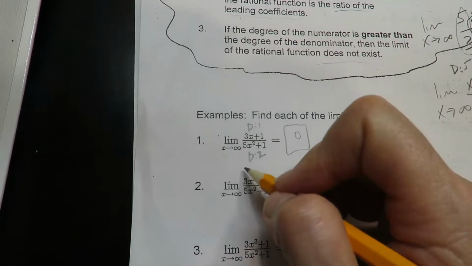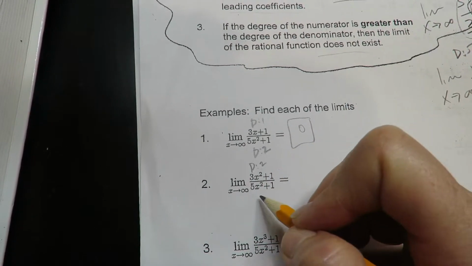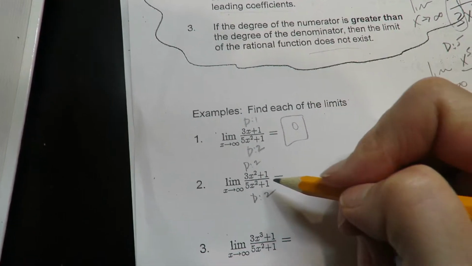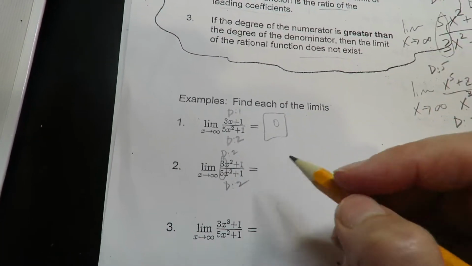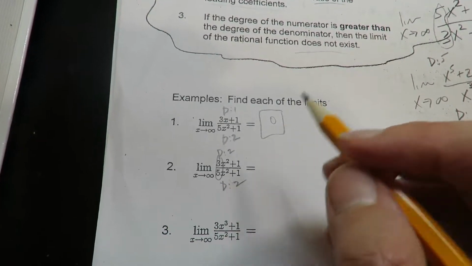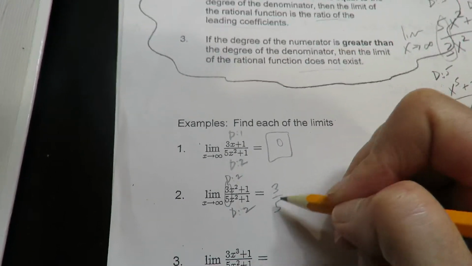All right, let's look at the degree of this. Degree of the numerator is 2. Degree of the denominator is 2. All right, so that's when they're equal in degree. When they're equal in degree, you do the ratio of the leading coefficients. So that's going to be 3/5.